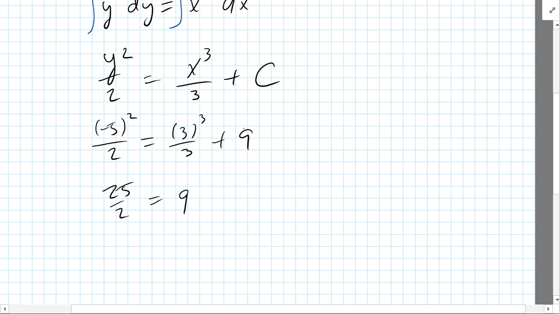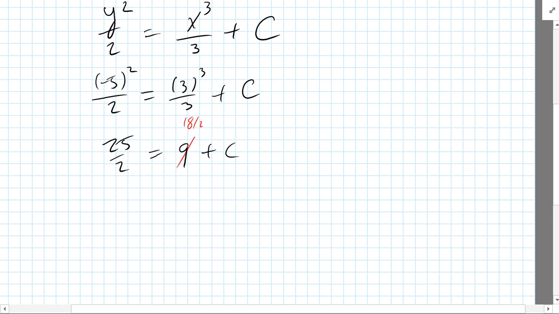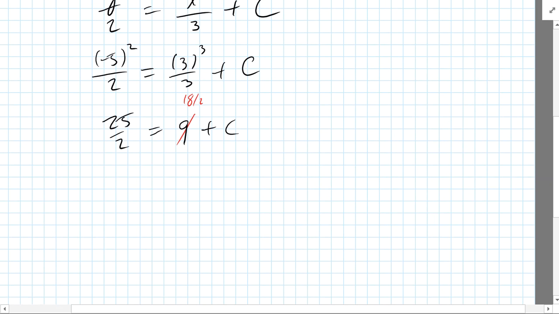Oh, I wrote, it's plus c. I was already writing what it was. Hang on. I was already processing that in my head. Plus c, right? Well, if I do this in halves, is that 18 halves? Subtract that from 25. So it's 25 halves minus 18 halves equals c, which equals 7 halves.